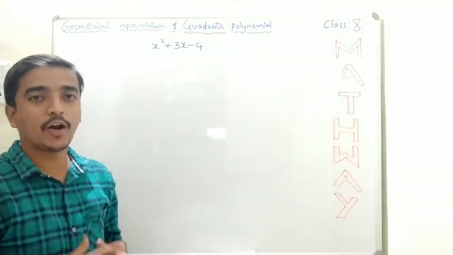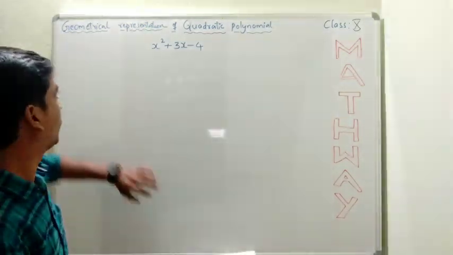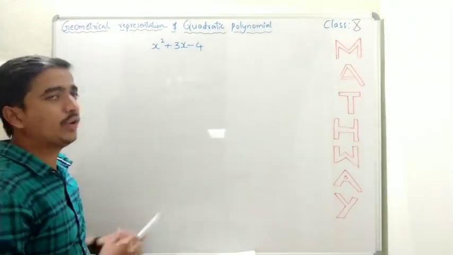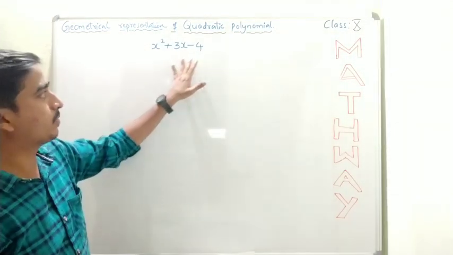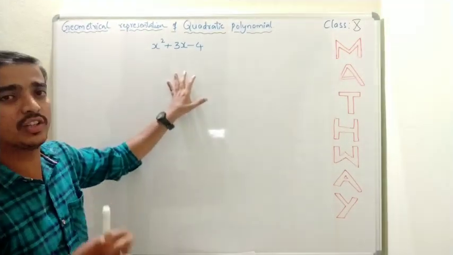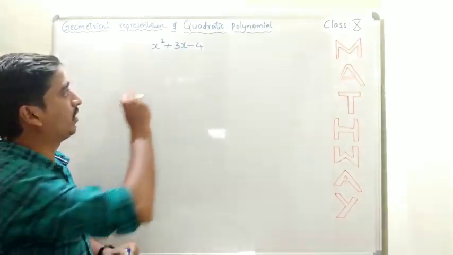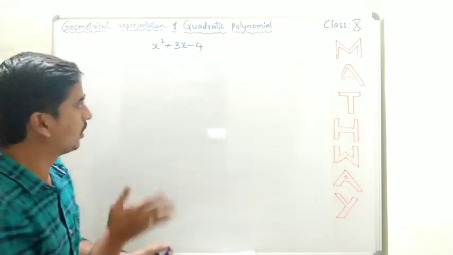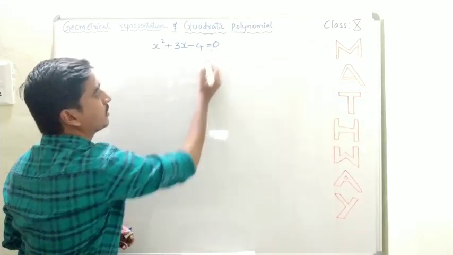So now let us see how to find the 0 of a quadratic polynomial by using the graph. That is the geometrical representation of a quadratic polynomial. Before going to learn this, first let us take one example: x square plus 3x minus 4. It is a quadratic polynomial. First, let us find the zeros of this polynomial. We already learned we can find the zeros of a quadratic polynomial by factorization. So take it as equal to 0.